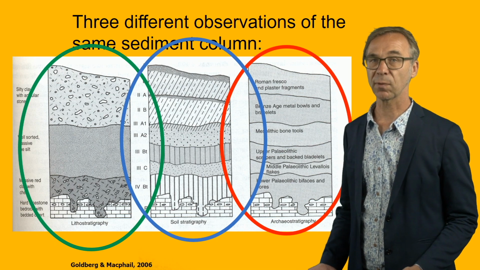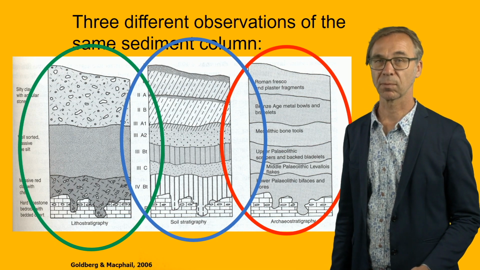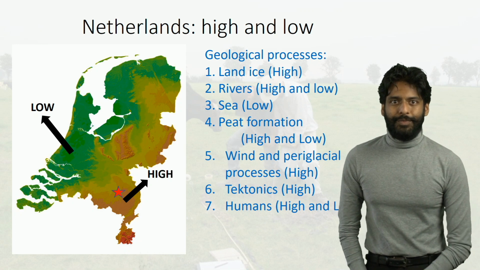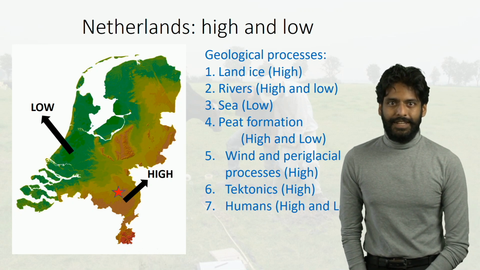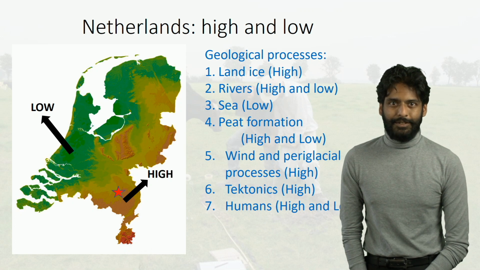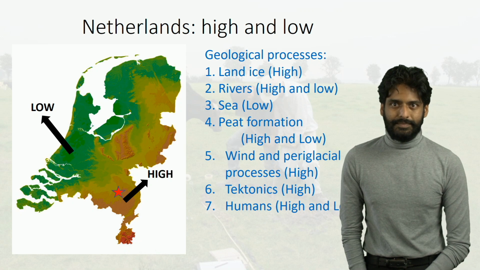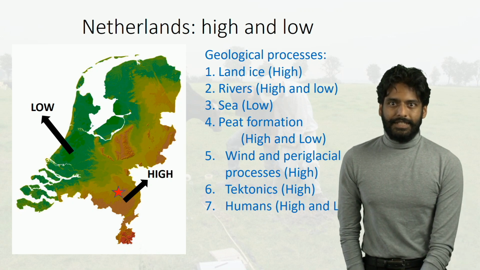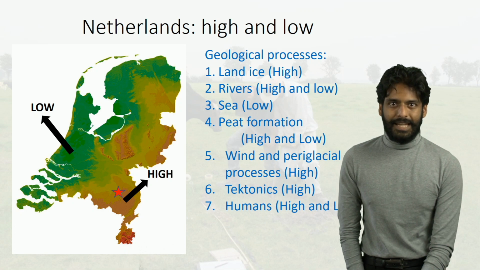Now we will focus on the first two columns. The Netherlands is a country known for its topographic highs and lows. Usually we refer to the Pleistocene in red, for example the push moraines and the South Netherlands areas, and the Holocene, the low, in green, for example the Northern and Western Netherlands areas and the coasts. Geological processes such as land ice, rivers, sea, wind, periglacial processes, peat formation, tectonics, and humans form the geological landscape of the Netherlands.